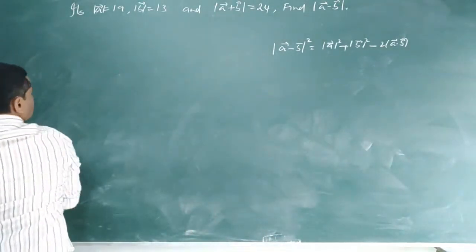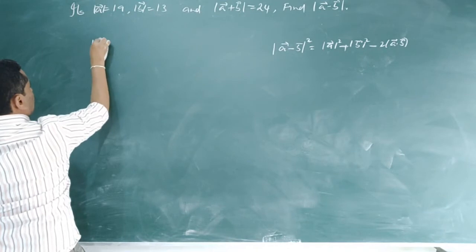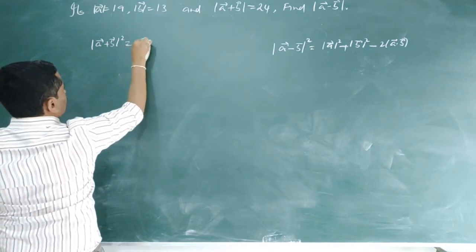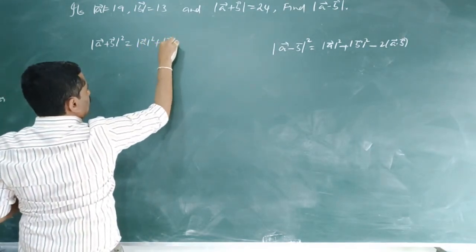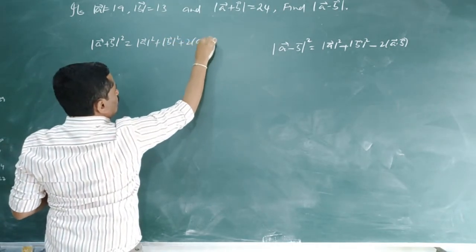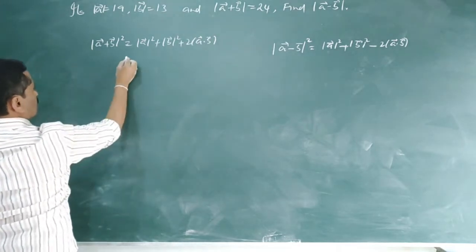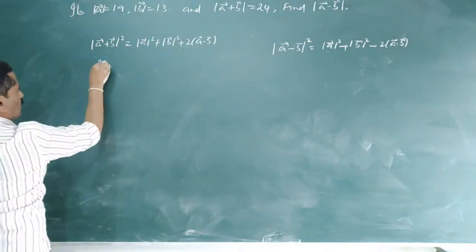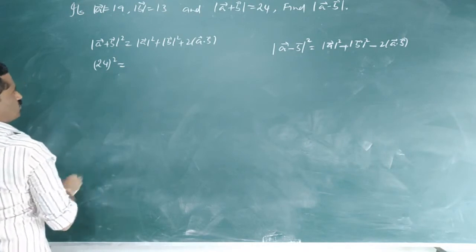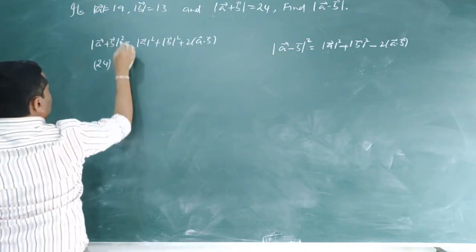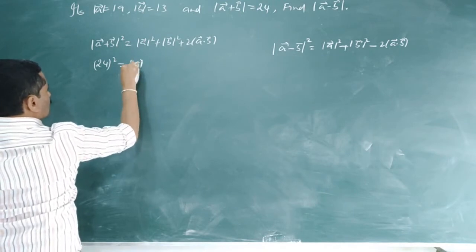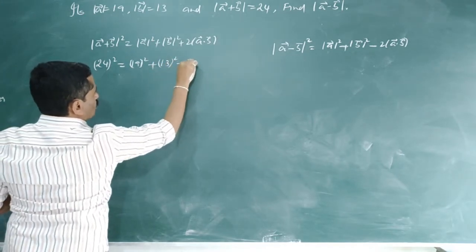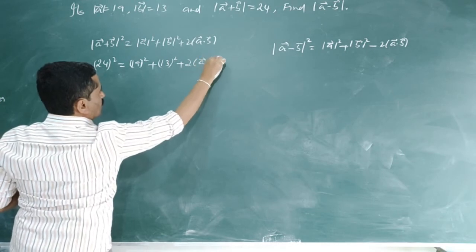That is, we have magnitude of A bar plus B bar whole square is equal to magnitude of A bar whole square plus magnitude of B bar whole square plus 2 of A bar dot B bar. Again, as given, the value of magnitude of A bar plus B bar is 24. So 24 whole square is equal to magnitude of A bar, 19 whole square, plus magnitude of B bar, 13 whole square, plus 2 of A bar dot B bar.